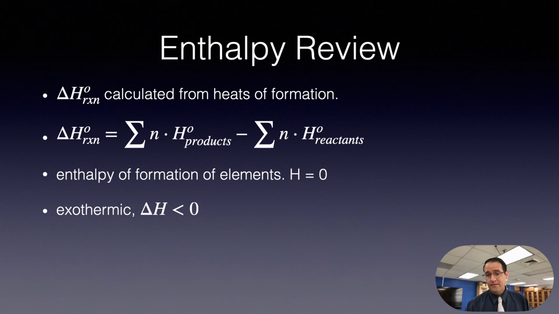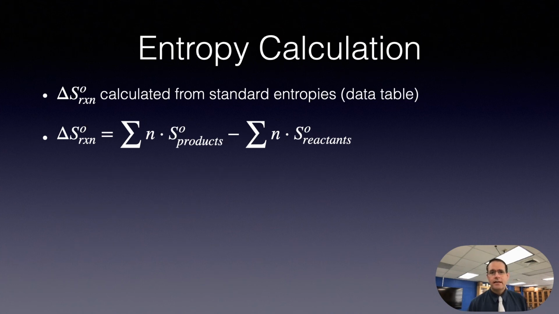Remember again, if a reaction is exothermic, it produces heat, and that delta H is 0 or it's a negative number. And if it's endothermic, delta H is greater than 0, or it's a positive number, and that means it absorbs heat. All right. Now entropy is calculated in exactly the same way, so it's cool. I don't really have to talk about this too much, other than you're going to look at the entropy numbers instead of the enthalpy numbers.